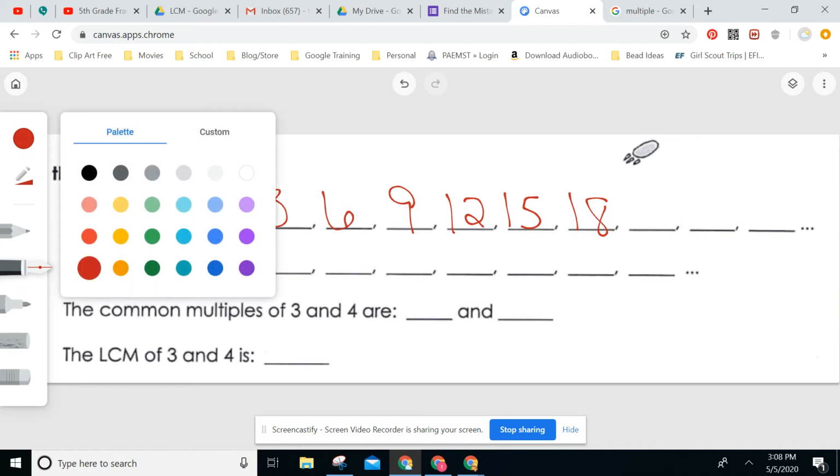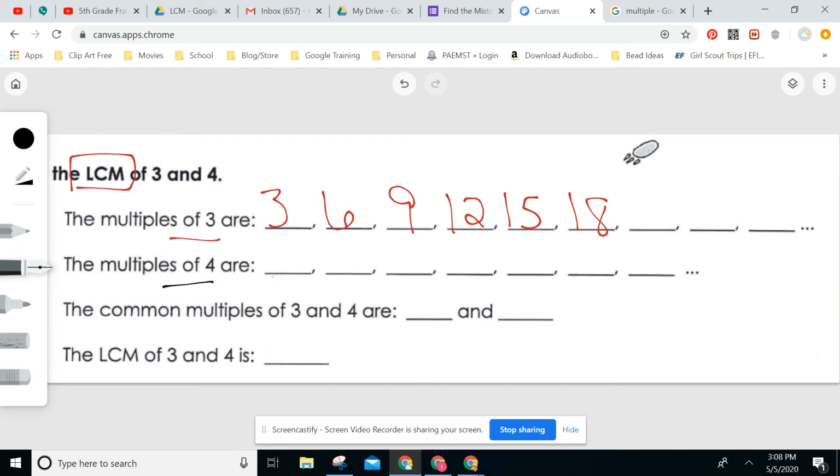Then we do the multiples of 4. We skip count by 4s: 4, 8, 12, 16. And if you get stuck, you can always stop and count on your fingers for a minute to help you get caught up. 20, and so on.